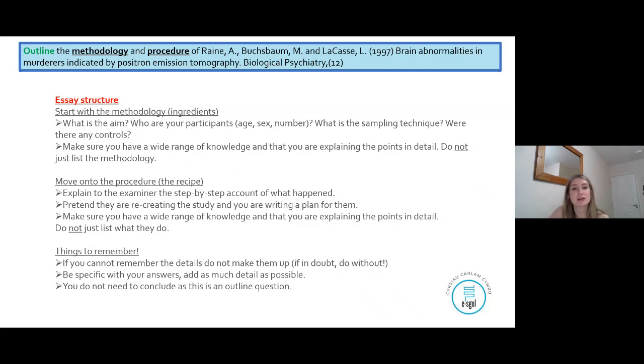And because this isn't an evaluation question, it's asking you to outline, or if it was to ask you to describe, you don't need a conclusion. So don't waste your time concluding it. You won't get any marks for it, and obviously we need to make sure that we've got enough time to get the real details down of this research. So don't waste your time on a conclusion with this.